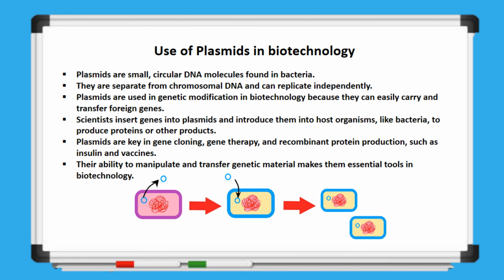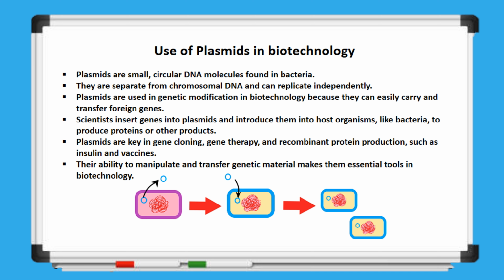Whereas, plasmids are small, circular DNA molecules found in bacteria, separate from chromosomal DNA, and capable of replicating independently. They are widely used in biotechnology for genetic modification because they can easily carry and transfer foreign genes. Scientists insert specific genes into plasmids and introduce them into host organisms, like bacteria, to produce proteins or other products.